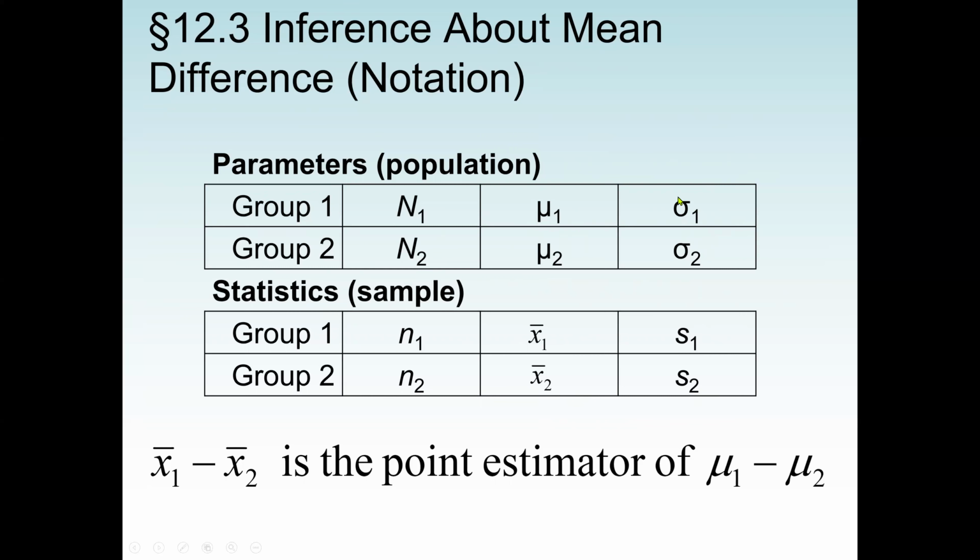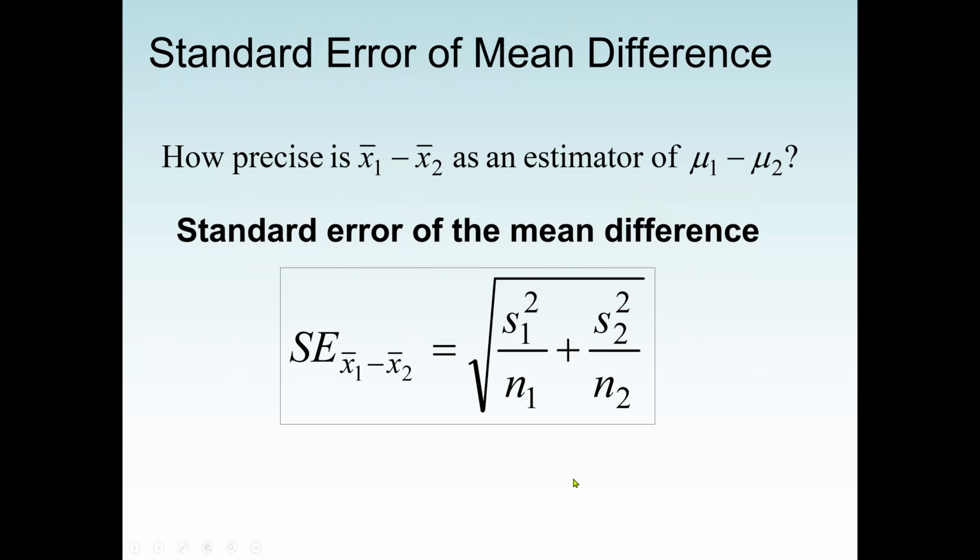Now, when we are comparing two means, we have two samples. We also can find the point estimate. The difference of x1 bar, the sample mean, and the sample mean 2, the difference of the two sample means, will be the point estimator for the difference of the population mean for population 1 and 2. To find the standard error for the mean difference, here we are using two independent samples. How precise is the difference of the sample mean as an estimator of the difference of the two population means?